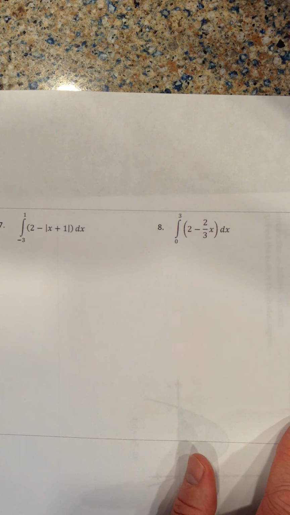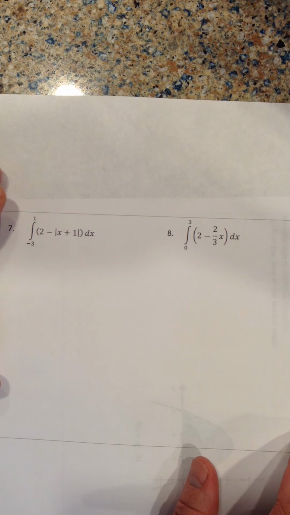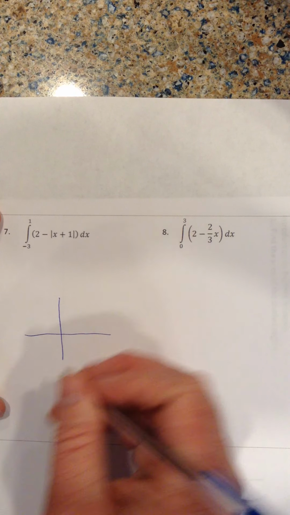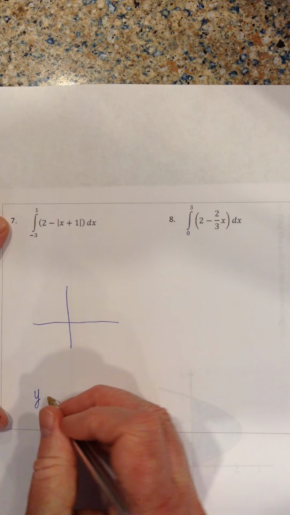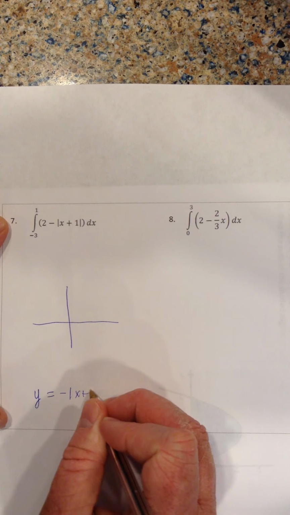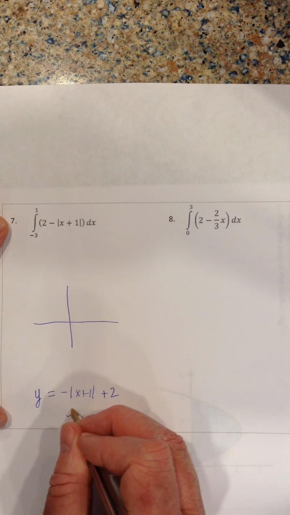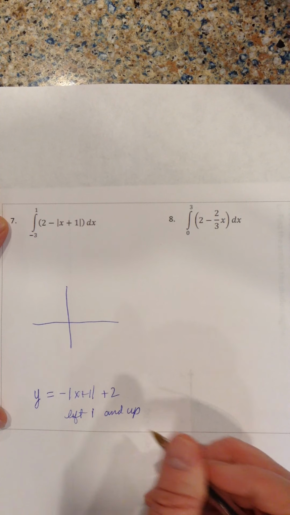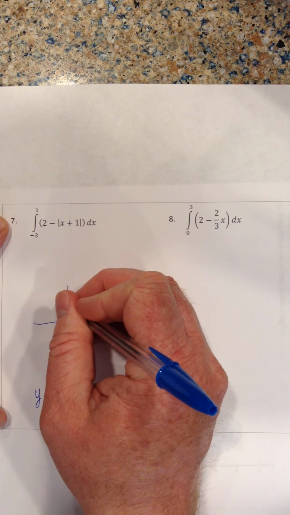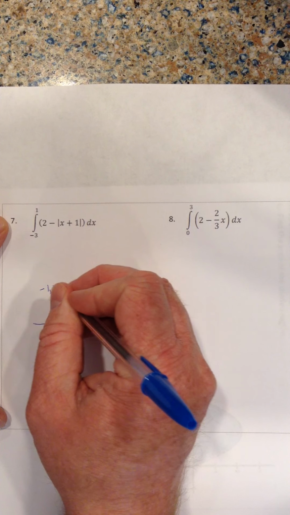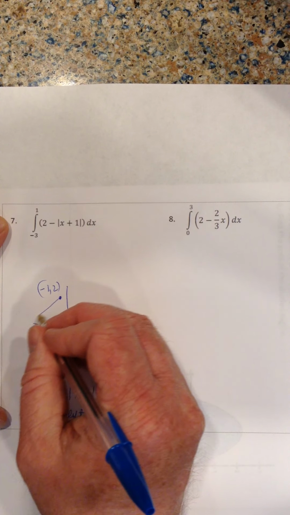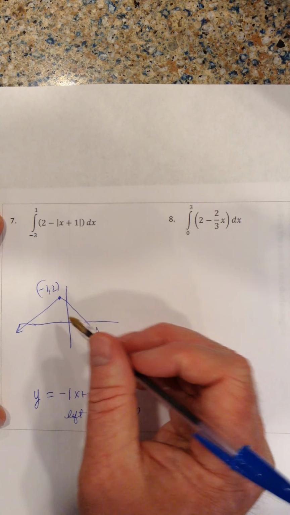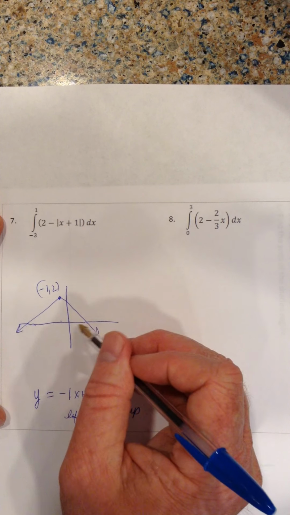And again, 2 more. Number 7, 2 minus the absolute value of x plus 1. Okay, so I'm going to rewrite that function down here. Y equals negative absolute value of x plus 1 plus 2. That means my function is translated left 1 and up 2. So left 1 up 2. So that'd be my vertex, and it's pointing downward.